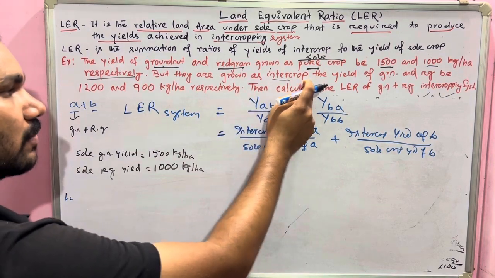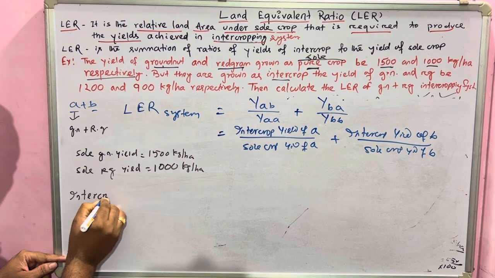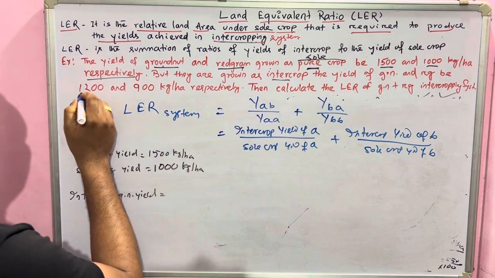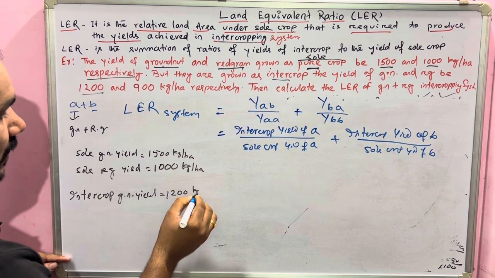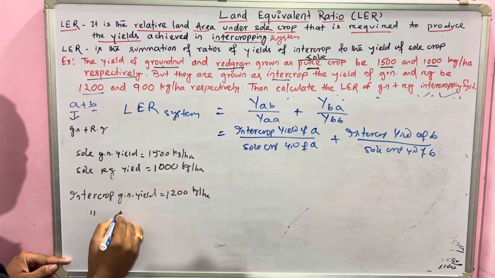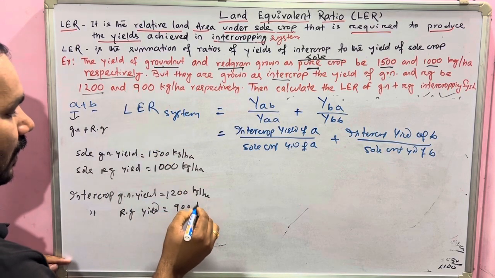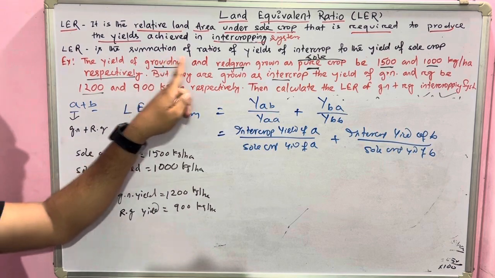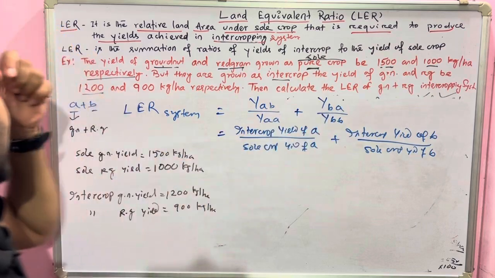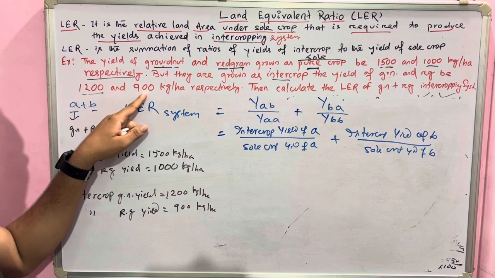When they are grown as intercrop, the intercrop groundnut yield is 1200 kg per hectare, and the intercrop red gram yield is 900 kg per hectare. Are you getting my point? So sole crop: groundnut 1500, red gram 1000. Then intercrop: groundnut 1200, red gram 900.